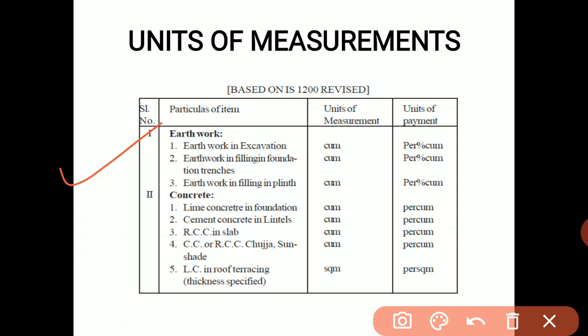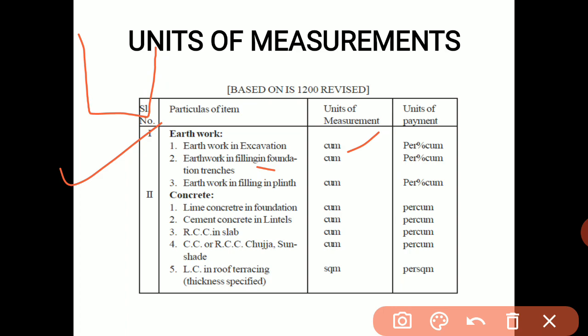Earthwork in excavation is measured in cubic meter. Okay, so it has all the three dimensions: length, width and height or depth. So it is measured in cubic meter. And there are some specific foundation conditions, that is earthwork in filling in foundation trenches or earthwork in filling in plinth. So those particular items are measured separately.